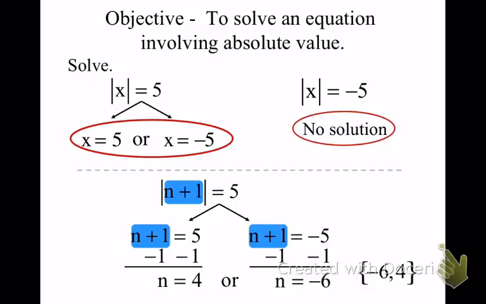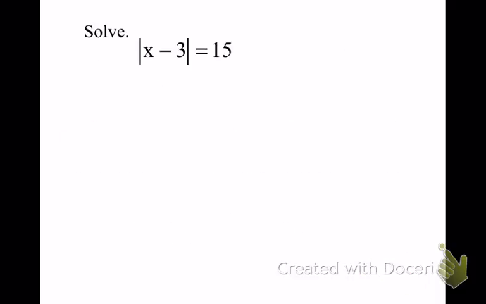You can substitute in negative 6 plus 1. What does that equal? Negative 5. Is the absolute value of negative 5 equal to 5? Yeah. And I can do the same thing here: 4 plus 1. Does the absolute value of 5 equal 5? So it's very easy to check. All right, so you try the next one. Go.